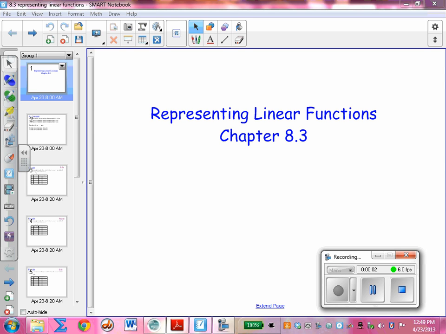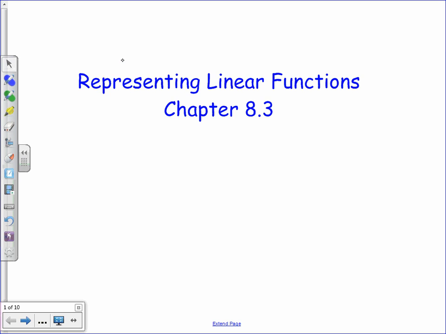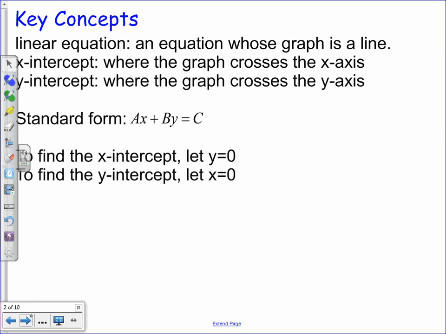Okay, so we've got Representing Linear Functions, Chapter 8.3 as our next lesson. These are your key concepts. Go ahead and get these copied into your notes, and then when you're ready for an explanation, go ahead and replay me. First of all, we've got a linear equation.